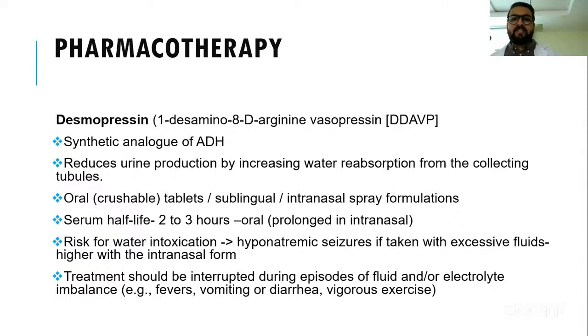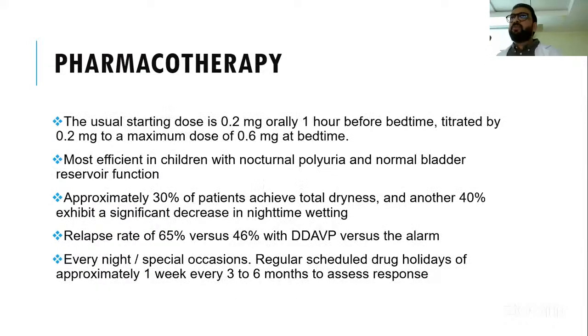Pharmacotherapy: desmopressin, a synthetic analog of ADH, is available in oral, sublingual, or intranasal form. Half-life is 2 to 3 hours, but it is prolonged in intranasal form. There is a risk of water intoxication, especially if it is taken with excessive fluids. So the intranasal form should be avoided. And the treatment should be interrupted during episodes of excessive fluid intake. The usual dose is 0.2 and it should be titrated by 0.2 to a maximum of 0.6 mg at bedtime.